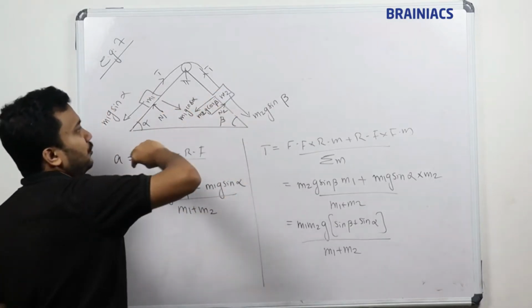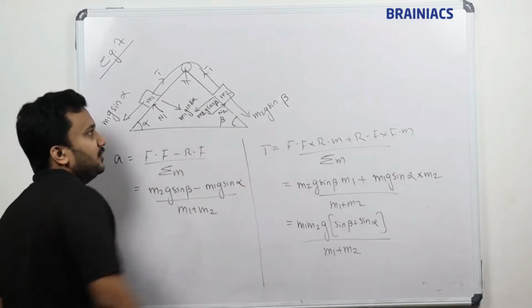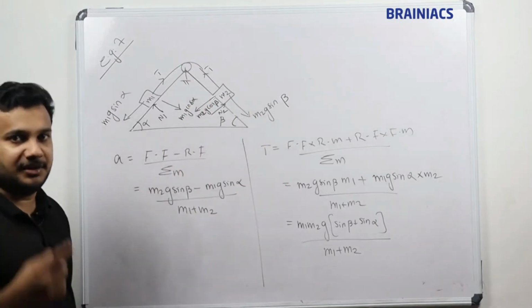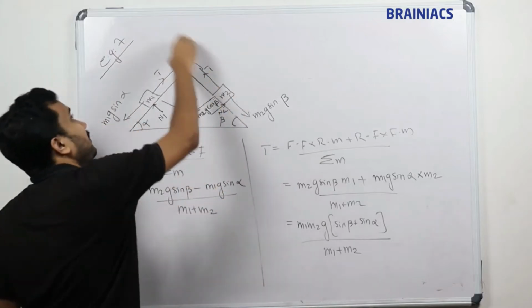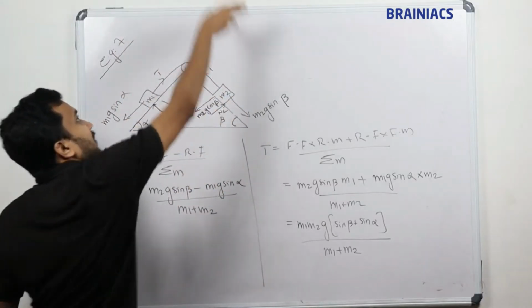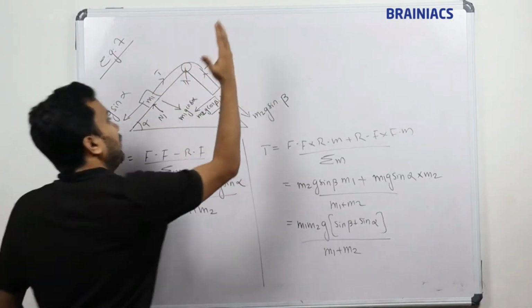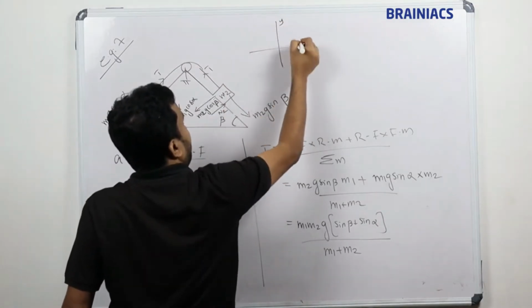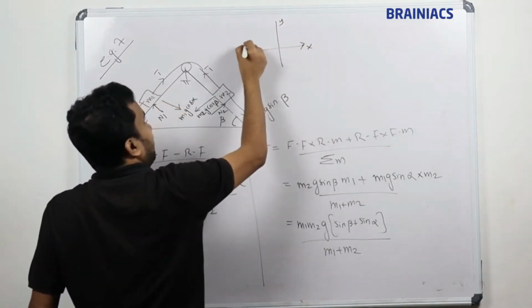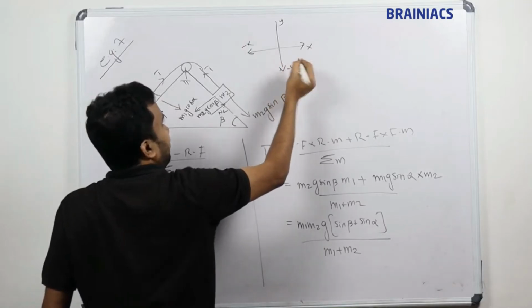N2, m1g, m2g cos beta, tension, m2g sine beta. But here confusion may arise. What is upside, what is downside? Whatever is going in this direction, upside is like this, right? So now you are positive y and plus x like this, and minus x like this, and minus y like this.